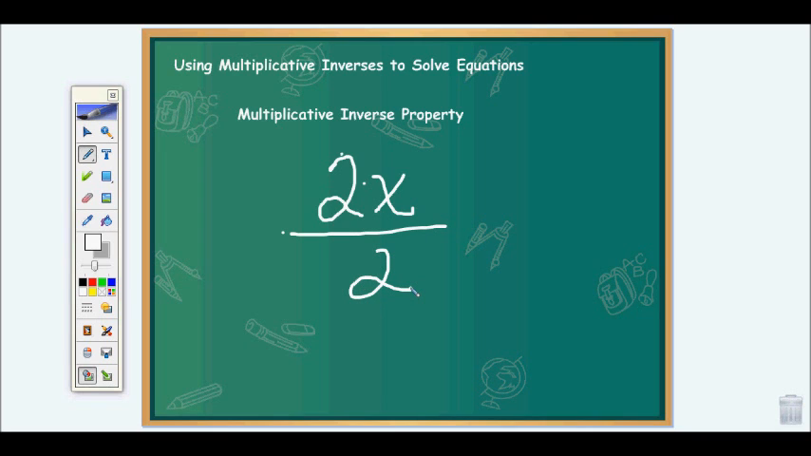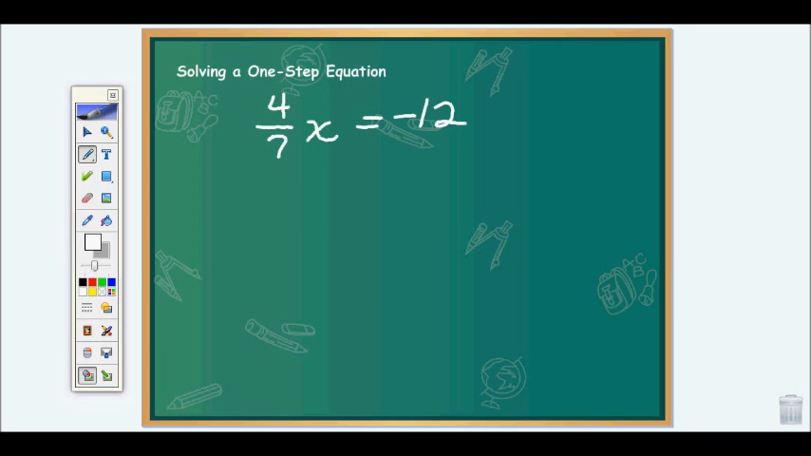Now we're going to apply this when the coefficient, instead of being an integer or a whole number, is a fraction. First of all, we're going to solve a one-step equation. In this equation, you can see that we have variables on the left side and our constant term on the right side. The difference is our coefficient of x happens to be a fraction.